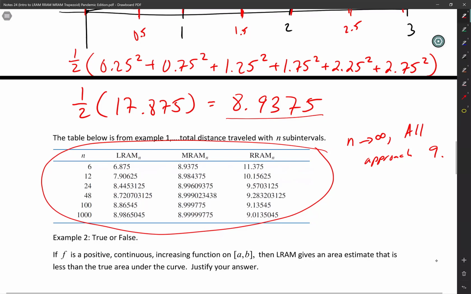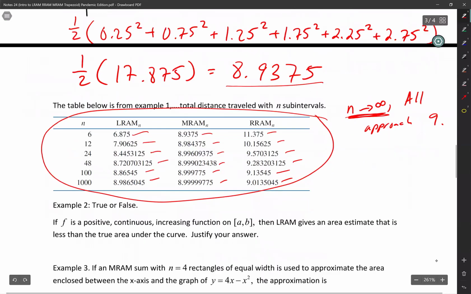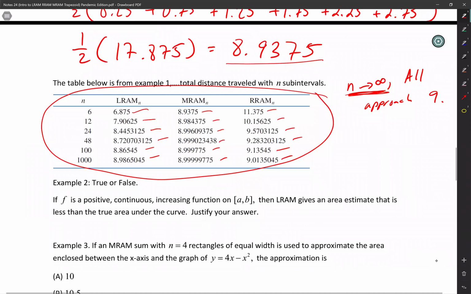So you can already see where calculus is coming in, guys. The n approaches infinity. Look at LRAM: 6.87, 7.9, 8.44, 8.72, 8.86, 8.89, 8.98. It's approaching 9 from the left. From the middle, all of those numbers are converging to 9. From the right, 11.3, 10.1, 9.57, 9.28, 9.13, 9.01. All of them are getting closer and closer to 9. Isn't that cool? You guys are like not impressed here. All right. I thought that was cool, guys.